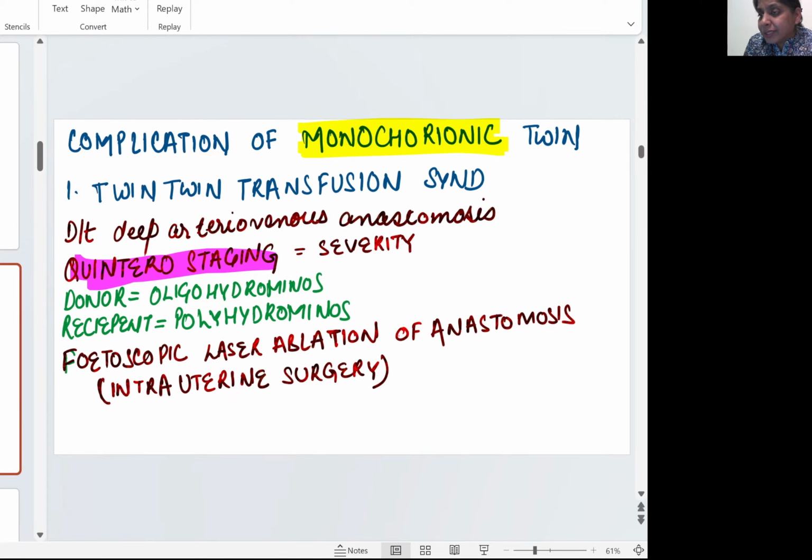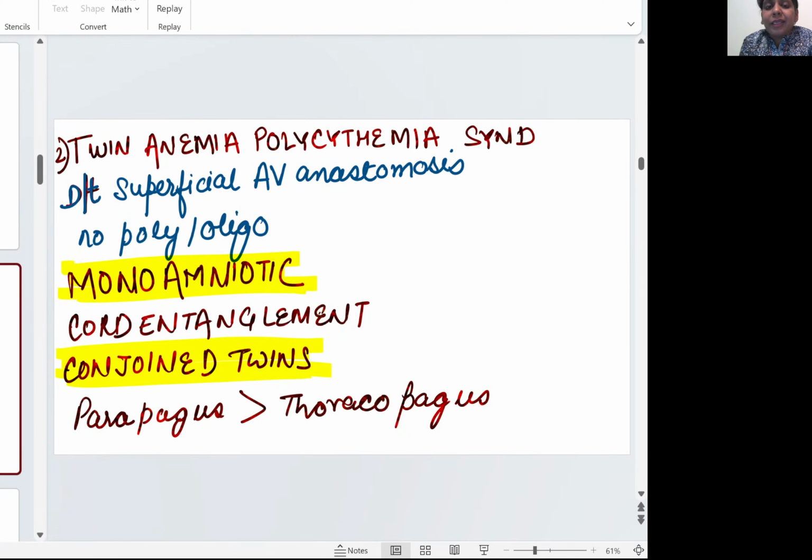Is it okay? No queries? Should we go ahead? Now the other syndrome is TAPS, twin anemia polycythemia syndrome. Very good, Dr. Sumit. It was Quintero staging. Very good, Dr. Rachna. So now it is twin anemia polycythemia syndrome.